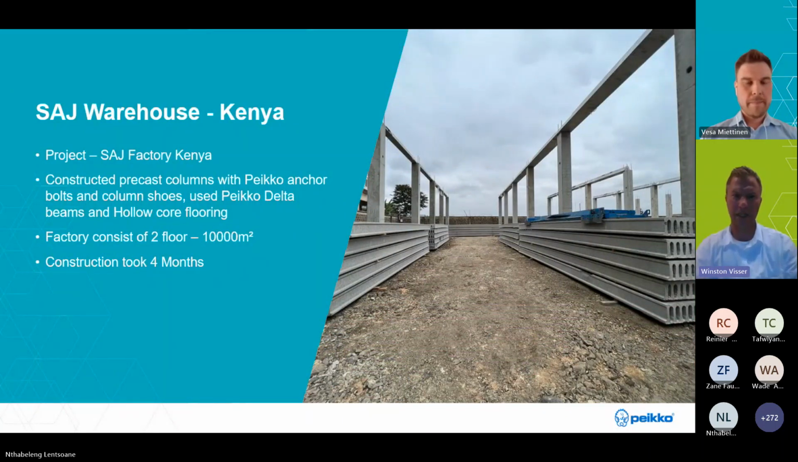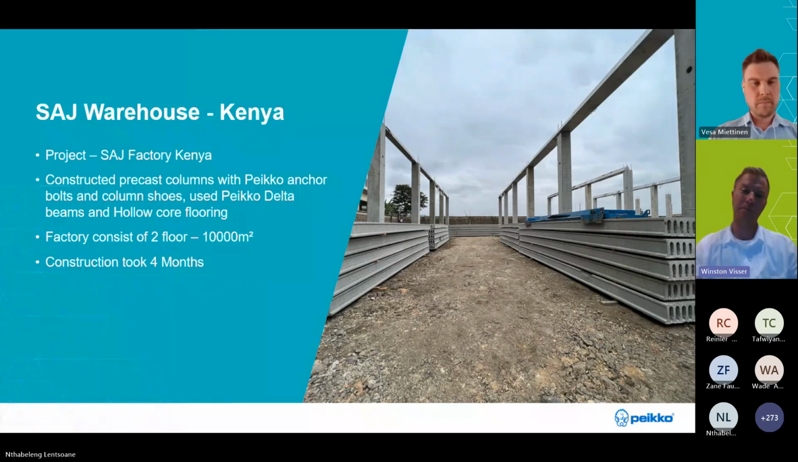This is a project that we've done in Kenya called SAICE Factory. Here we also did the factory. It consisted of 2 floors. The area for the factory was 10,000 squares. All the detailing happened inside, and we fed the client with the precast drawings. The client undertook building his own factory, so he used his own staff to construct the precast members.